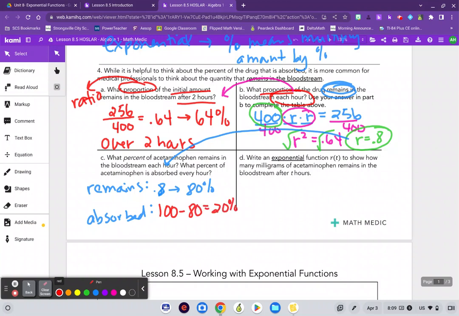And so now I'm going to write an exponential function to show how many milligrams remain after t hours. All right, so R of t equals, all right, I need my initial, that's f of 0, and that's the 400, times, I need my R value for remains, and we do this as a decimal. And so we've got the remaining decimal is 0.8 to the t. Because it's exponential, I have a t as an exponent.